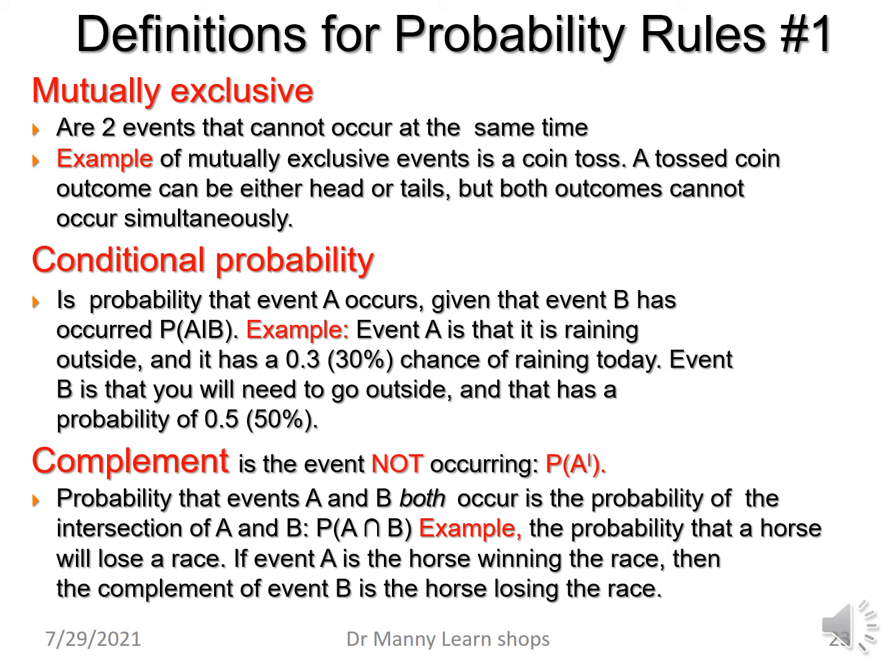For example, event A is that it is raining outside, and there was a chance of rain today. Event B means that you may need to go outside, and that has a probability of 50%. Complement is the event not occurring. The probability that events A and B both occur is the probability of the intersection of A and B. Example, the probability that a horse will lose a race. If A is the horse winning the race, then the complement of A is the horse losing the race.